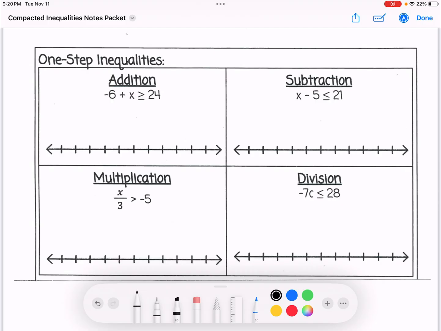So recently we solved one-step, two-step, and multi-step equations. It's very similar with inequalities. There's just a few things we need to keep in mind.